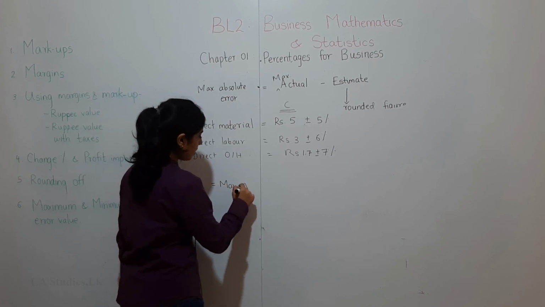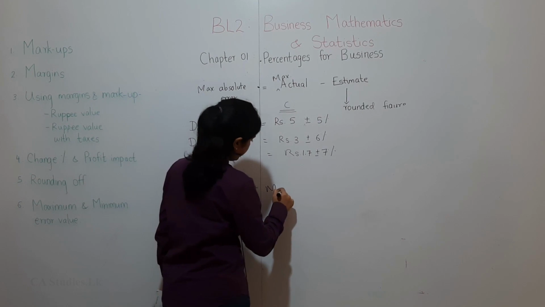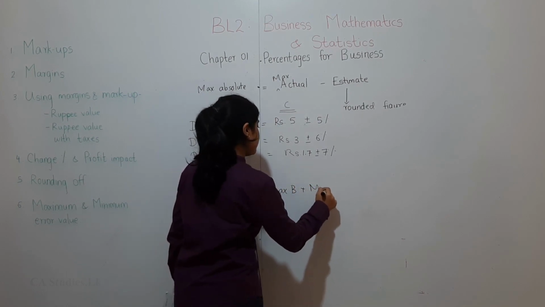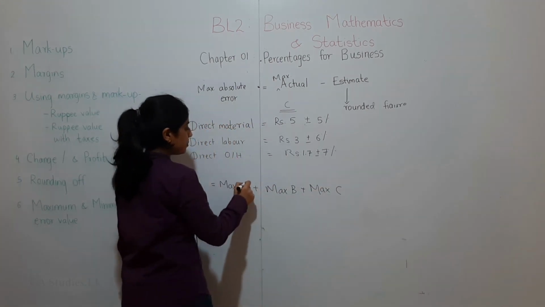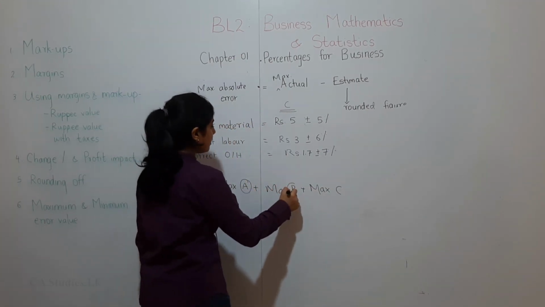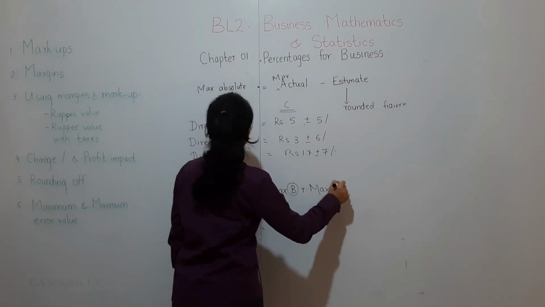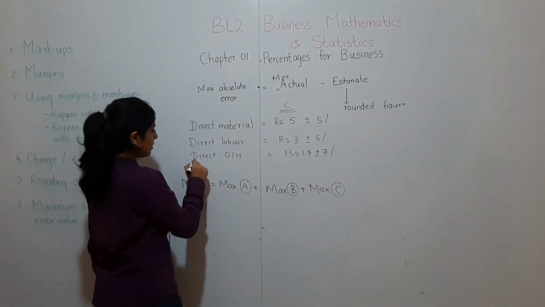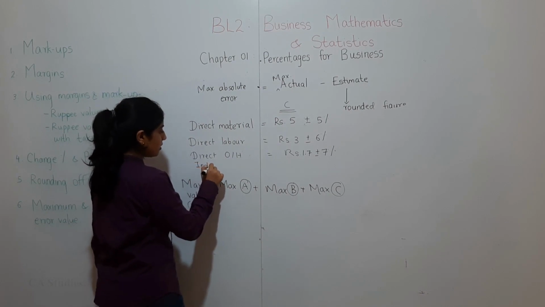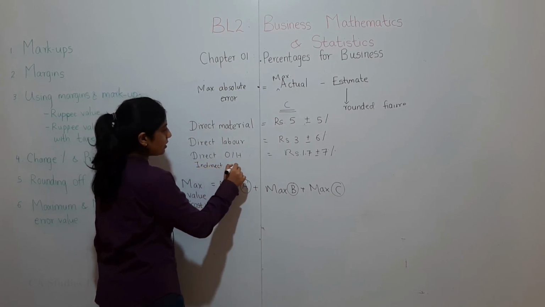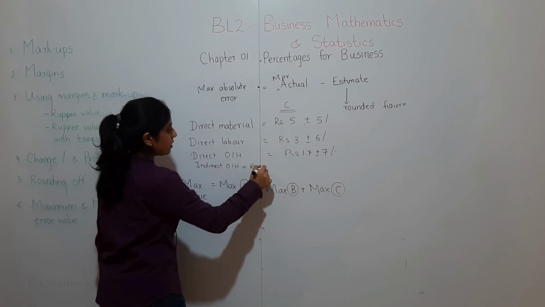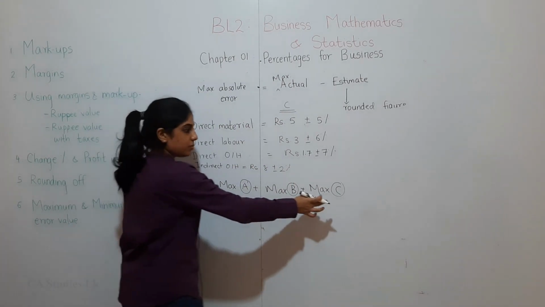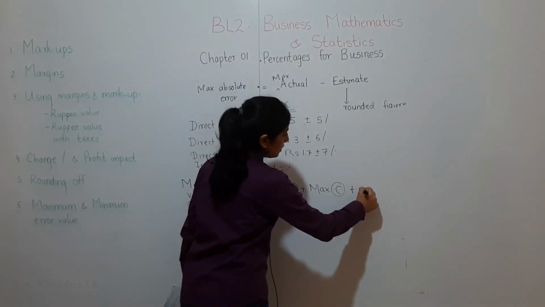Maximum of A plus maximum of B plus maximum of C, where direct material is A, direct labor is B and direct overhead is C. If they give something else, like indirect overhead, do something. Example, indirect overhead they gave 8 rupees plus or minus 2%. Don't stop here, continue. Maximum of D.